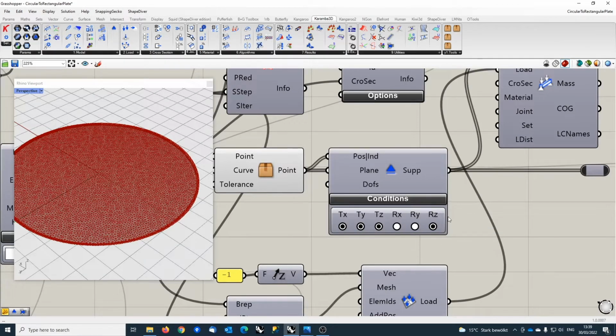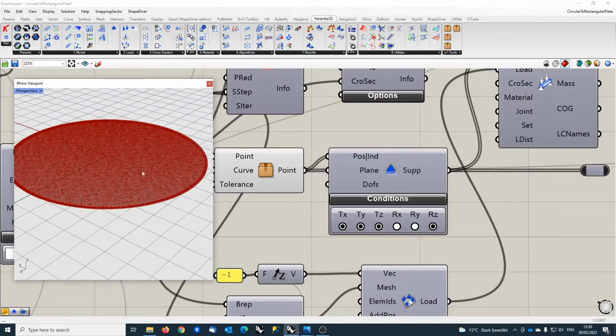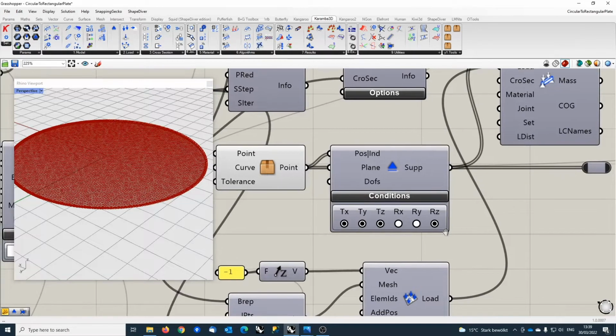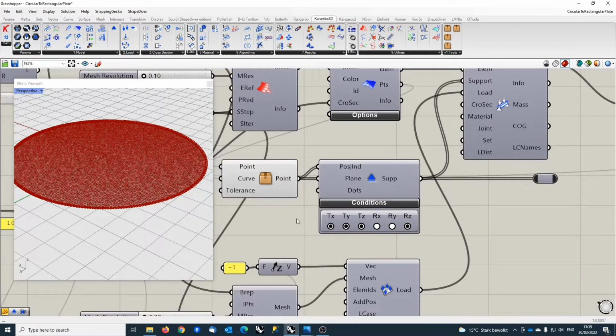And one needs to specify also a support against rotation in global Z direction, which means perpendicular to the plate. The reason is that the shell and plate elements in Karamba3D do not have a drilling stiffness. So one needs to support at least one node about this axis against rotation, otherwise one would have a rigid body mode in the structure.